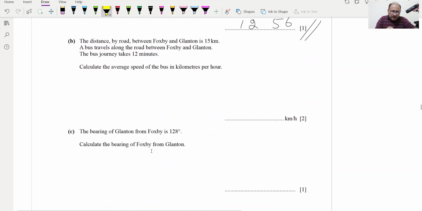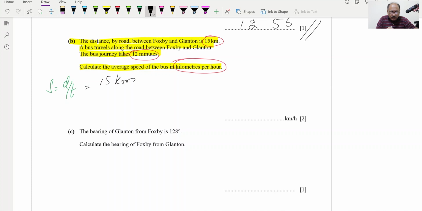Now B part, the distance by road between these two cities is 15 kilometers. The bus travels along the road between these two cities. The bus journey takes 12 minutes. Calculate the average speed. So distance is provided, which is 15 kilometers, and time is provided, but they're saying the answer should be in kilometers per hour. So what we can do, we know that speed is equal to distance over time. So we can replace the values, 15 kilometers as it is, and 12 minutes. Now what we will do, we need the answer in kilometers per hour.